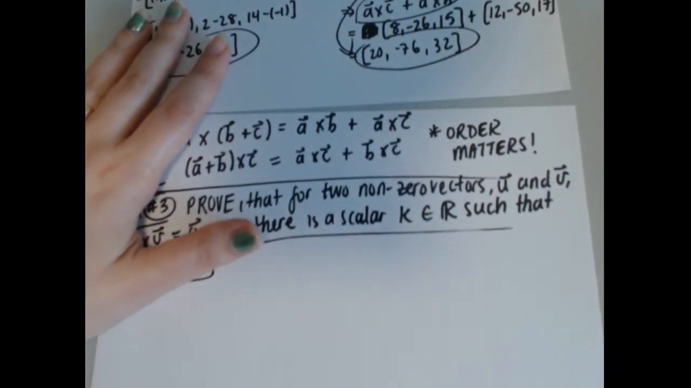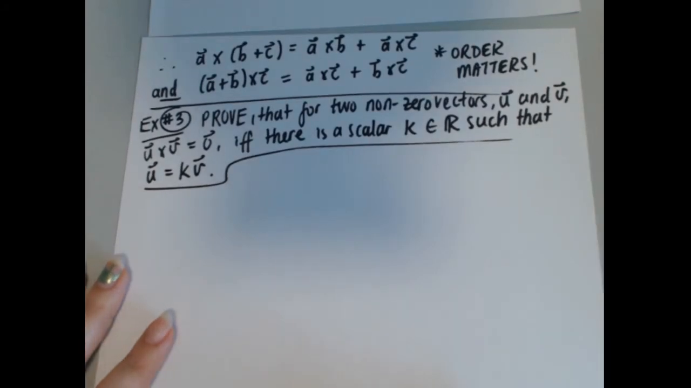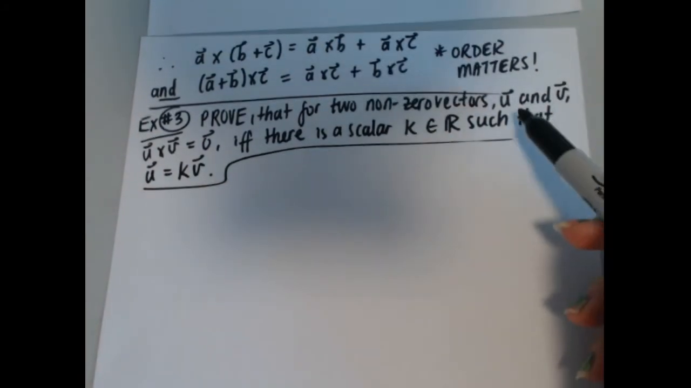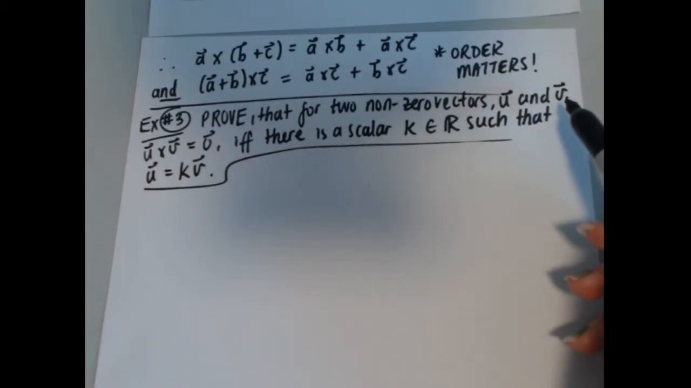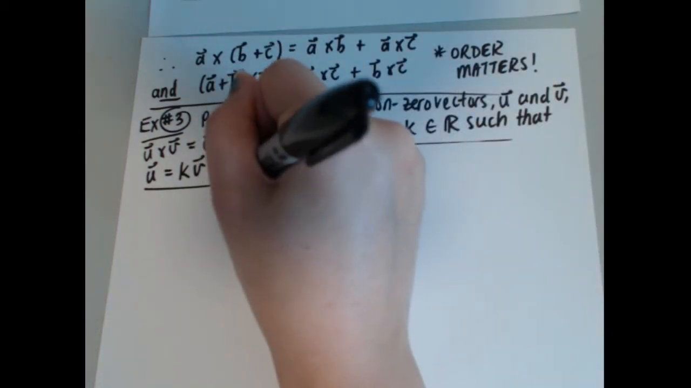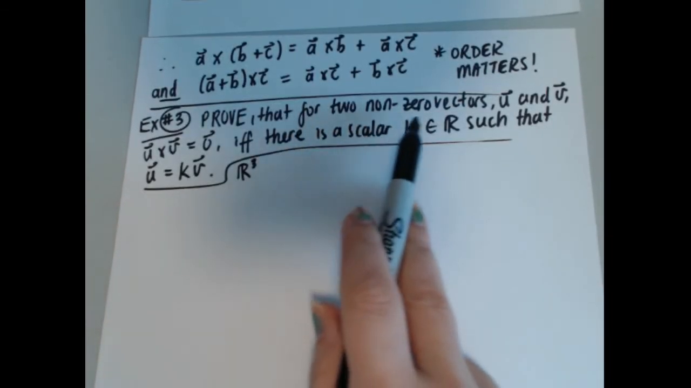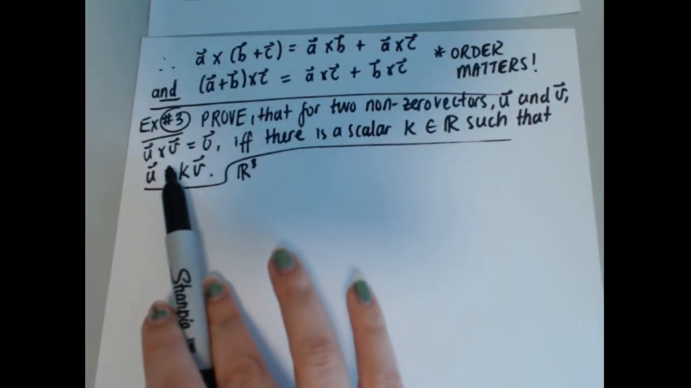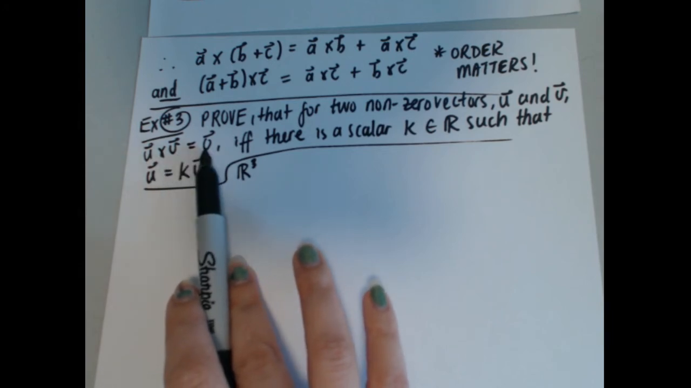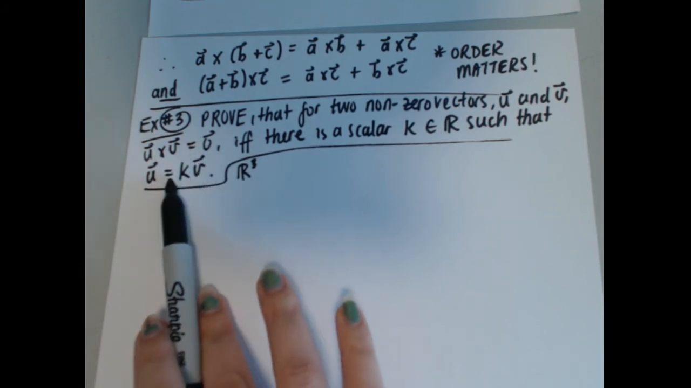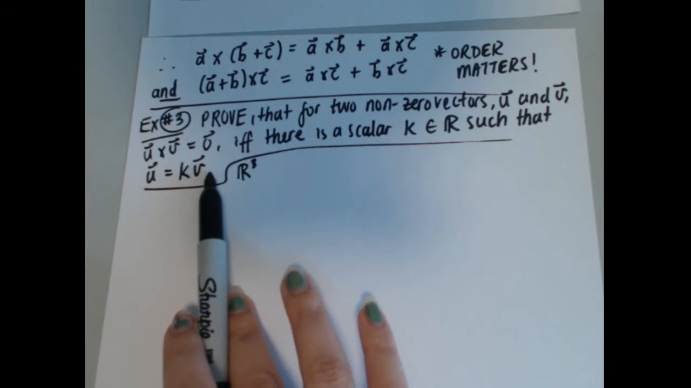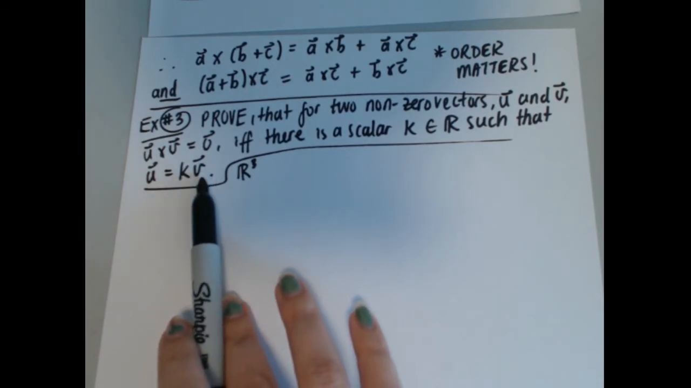All right, so let's understand what this question is stating first. You have two vectors, u and v. Now, you don't know what dimension you're dealing with, so let's just stick a dimension here. Let's say we're in R3, third dimension. So we have two non-zero vectors, u and v. We have to prove that if their cross product is 0, this only happens if they are scalar multiples of each other. Now think about that for a moment.